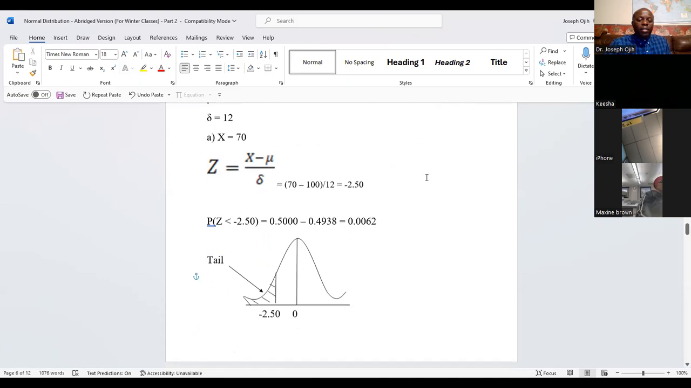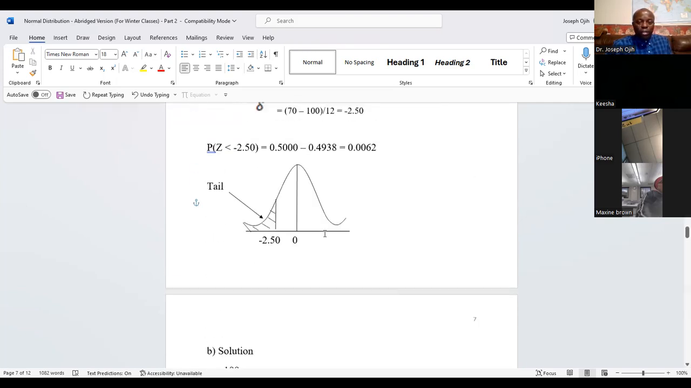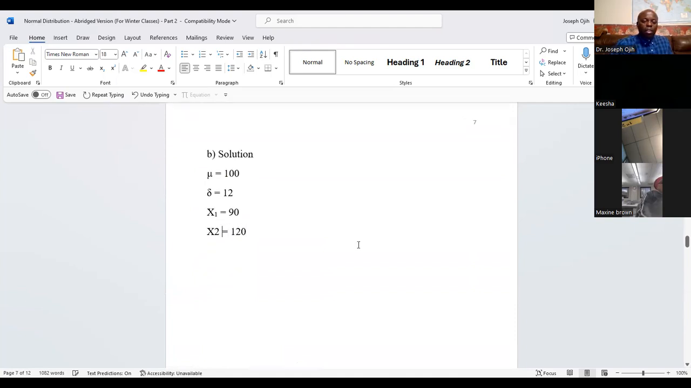So I'm going to write it down. We have X1 equals 90, which we'll be transforming in a minute. Then X2 is 120. I believe that's what it says there. Yeah, 120. So we're going to be transforming that. That means we're going to need two Z values, Z1 and Z2.